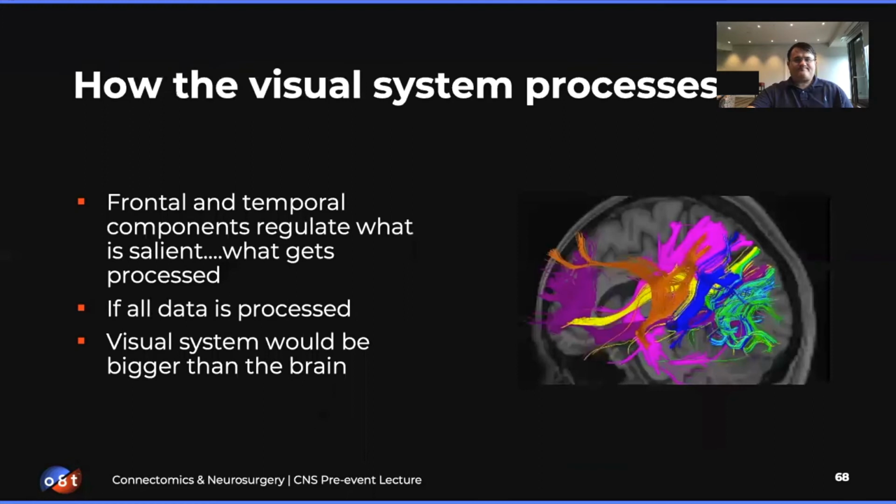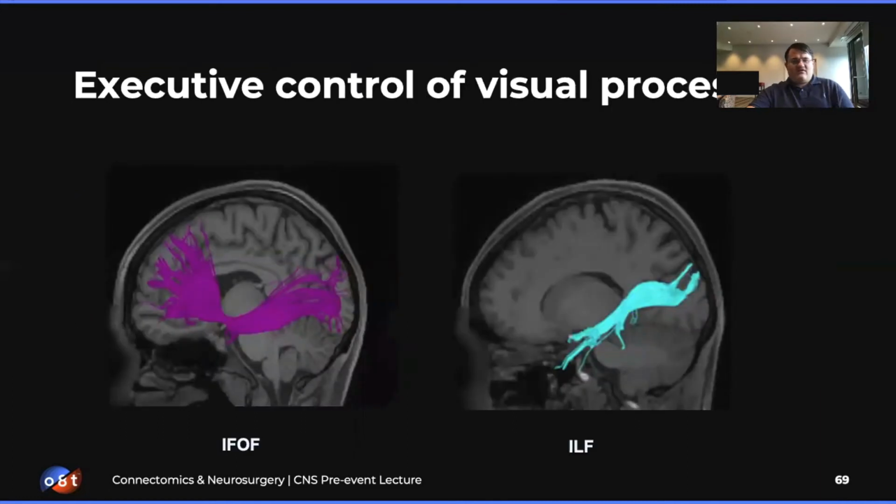And this really arises from the fact that the visual system requires a lot of top-down processing to regulate what's salient, what's important, and how the visual system is processed. And again, if the visual system processed all the information that was presented, the actual visual system would be bigger than the brain. So we know that top-down regulation is necessary to focus on what is important and what's not, and to regulate the visual pathway processing. And again, this is a significant role that ILF and IFOF are likely providing, showing how they may actually still be playing a role in different aspects of visual recognition, in ways that we don't totally understand yet.